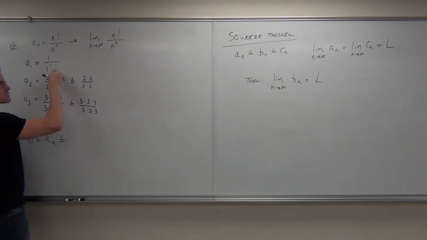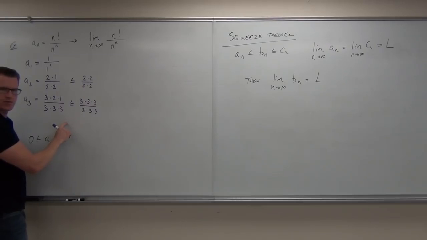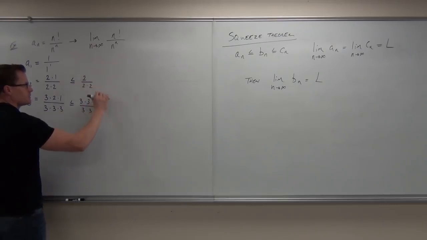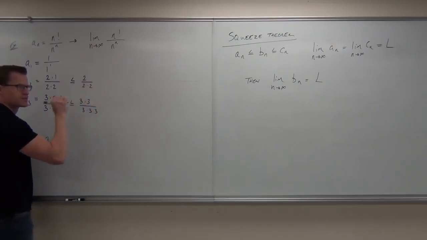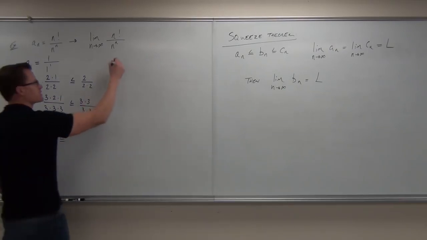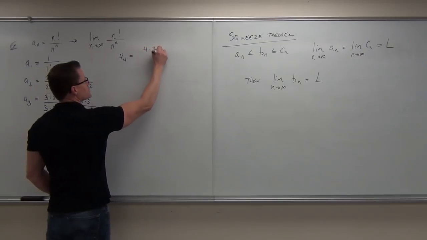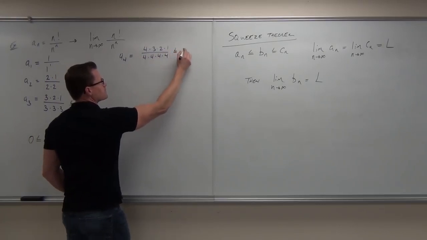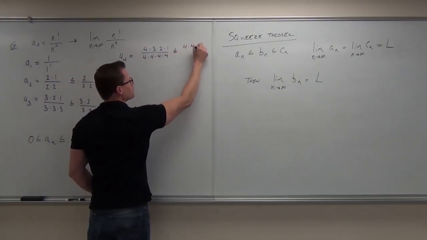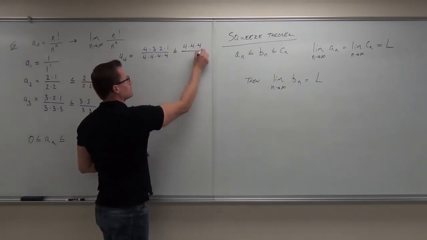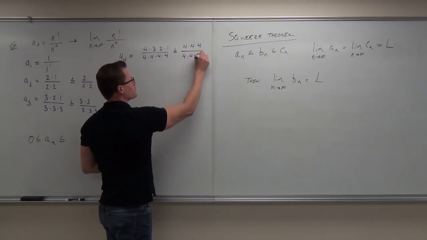Because the last number of a factorial is always 1, do you understand that? Last number in a factorial is always 1. I can actually eliminate this last term, and it's still right. Does that make sense to you? You can even try it with a sub 4. A sub 4 would be 4 times 3 times 2 times 1 over 4 times 4 times 4 times 4. I know that's less than or equal to 4 times 4 times 4, but look, the last number's 1. I don't even need that. Over 4 times 4 times 4 times 4.